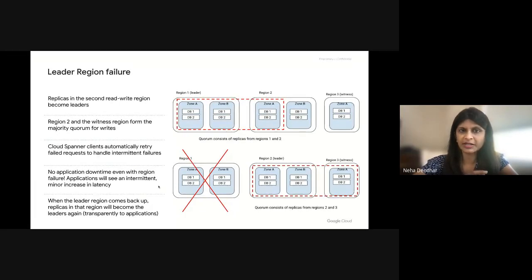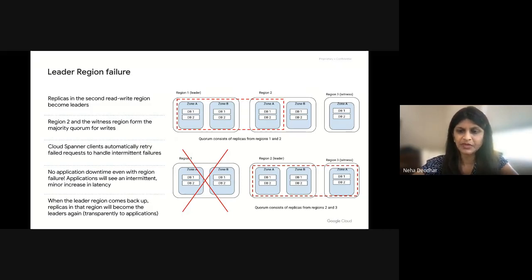So let's say that your client has an outstanding request when region 1 goes down. That particular request will be retried by the Cloud Spanner client. So when region 2 becomes the leader, the client will retry and the request will get satisfied with region 2 as the leader. Because it does these retries transparently, your application will see an intermittent increase in latency, but it won't see any downtime. Your request won't fail, it'll just see an increase in latency as the Cloud Spanner client is doing the retries.